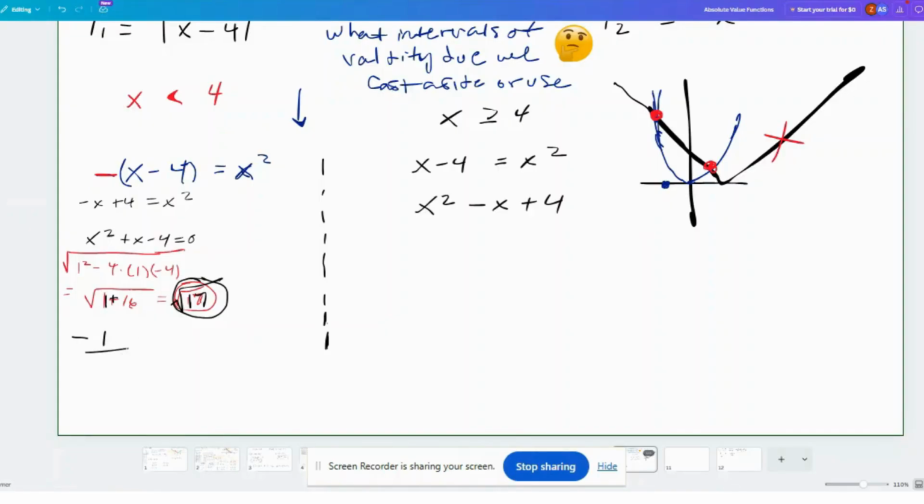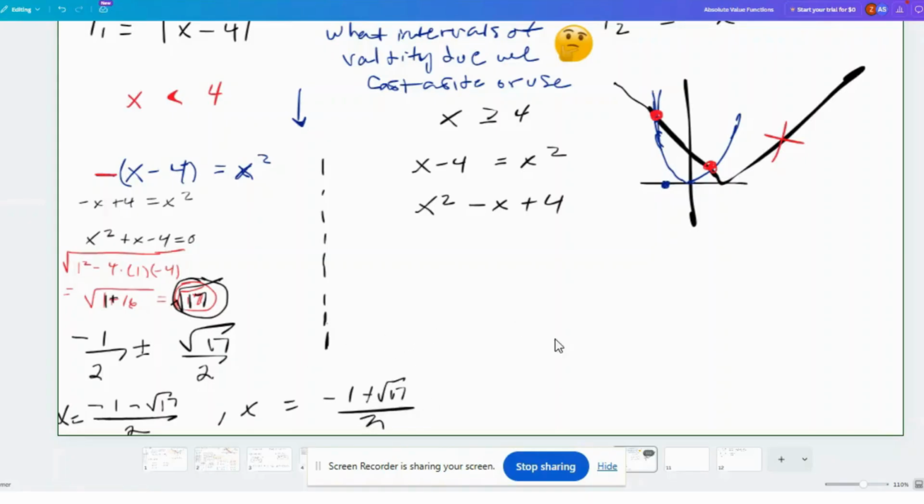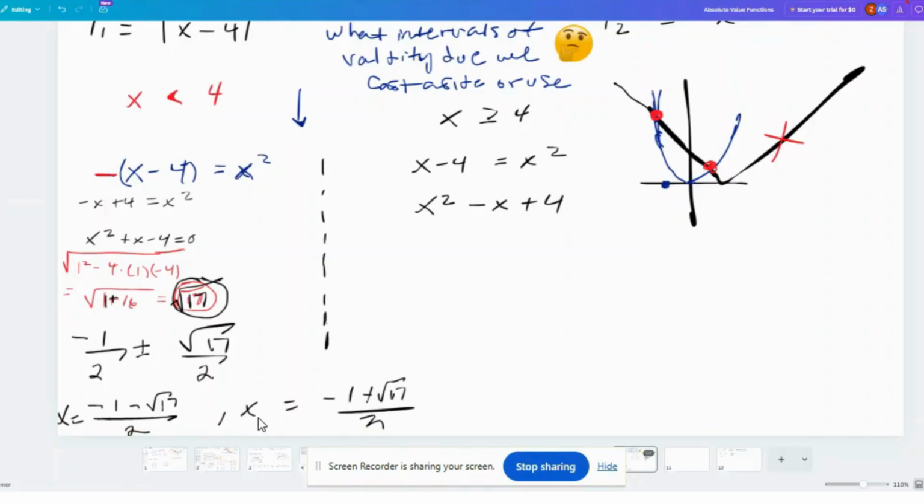So negative 1 over 2 times 1, that's that, plus or minus, and we already did that, root 17 over 2. So now we've got negative 1 minus root 17 over 2 for one of your solutions, and the other one is x equals negative 1 plus root 17 over 2. And if you put those in your calculator, you'll get the numerical approximation, and that's how you would finish it off. You would use your calculator to finish the rest of that problem.